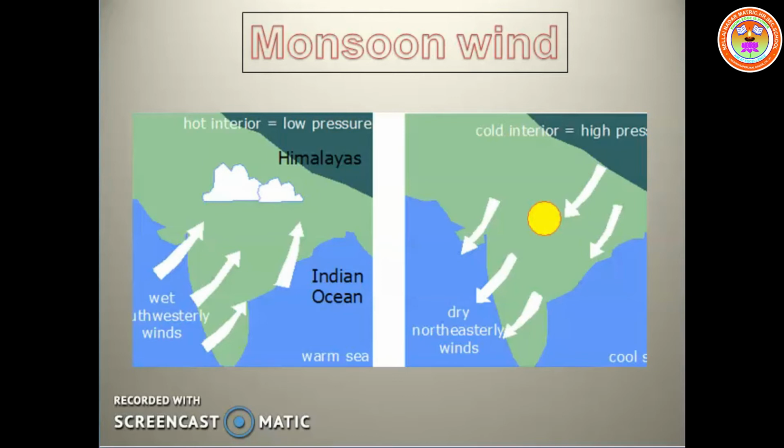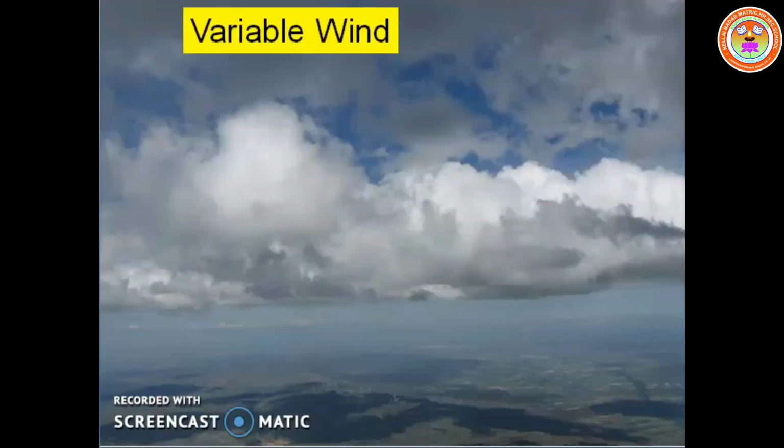Next one is variable winds. Cyclones. The term cyclone is a Greek word meaning coil of a snake. Cyclones are the centers of low pressure where wind from the surrounding high pressure area converges toward the center in a spiral form. Due to the rotation of Earth, the cyclonic winds in the northern hemisphere move in an anti-clockwise direction, whereas they move in a clockwise direction in the southern hemisphere.